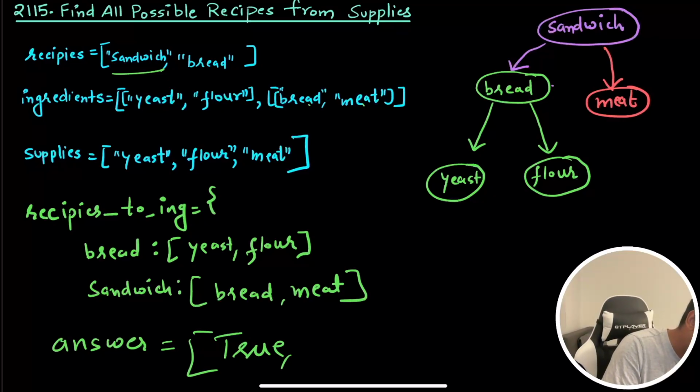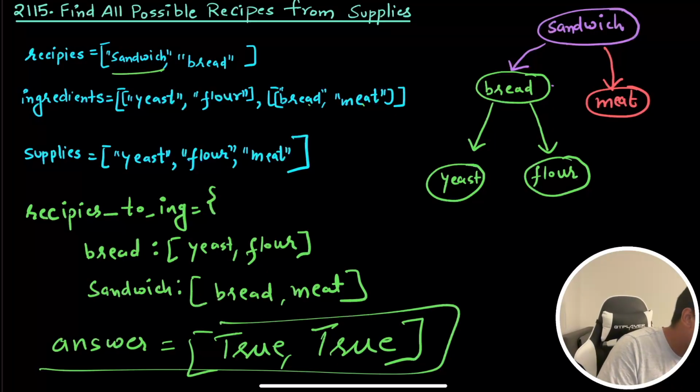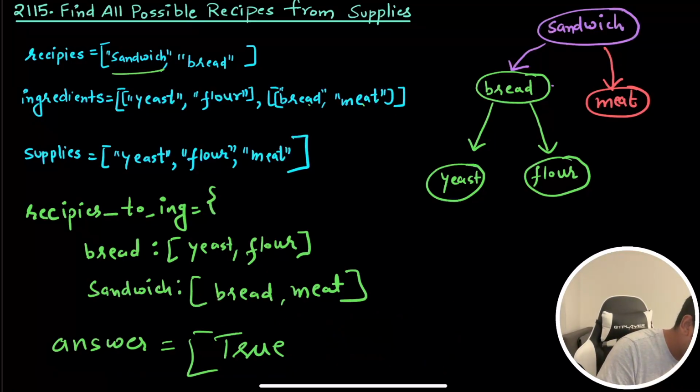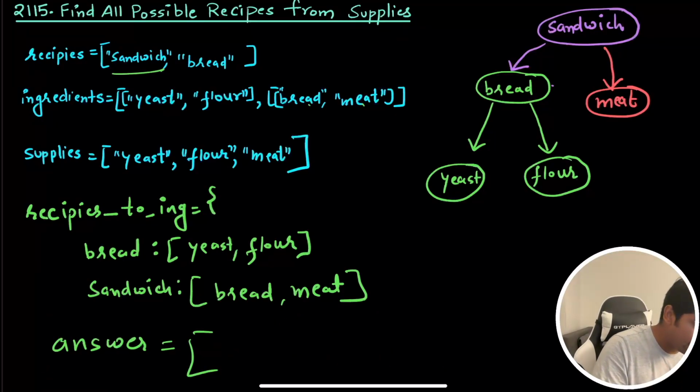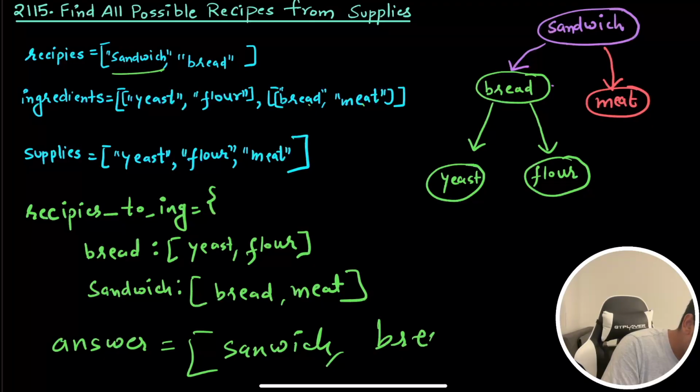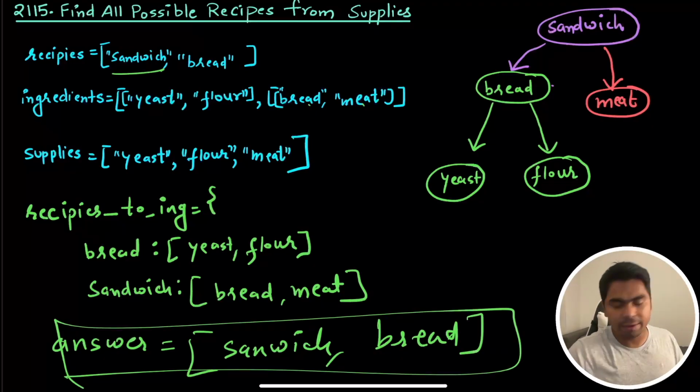And then for bread as well, it will return true. So this will be the, oh my god, I again made that mistake. So instead of that, I will just add the name sandwich, and then for bread also I will add the name that. So this will be the answer. So we will make that fix right here.